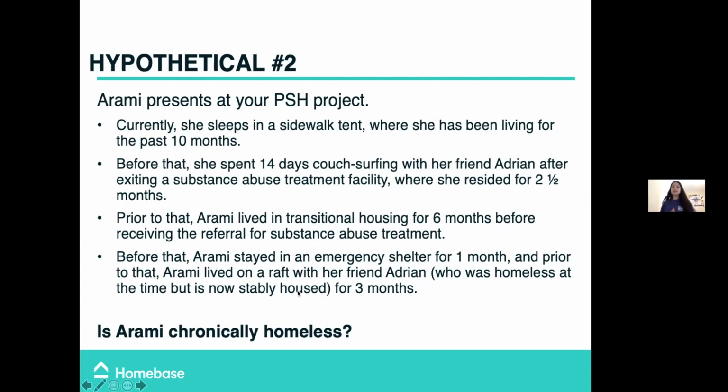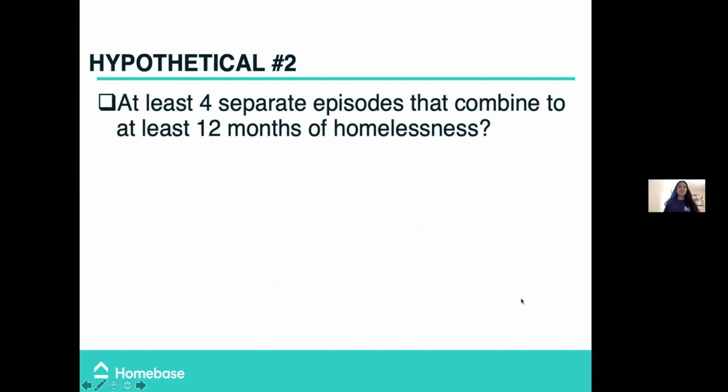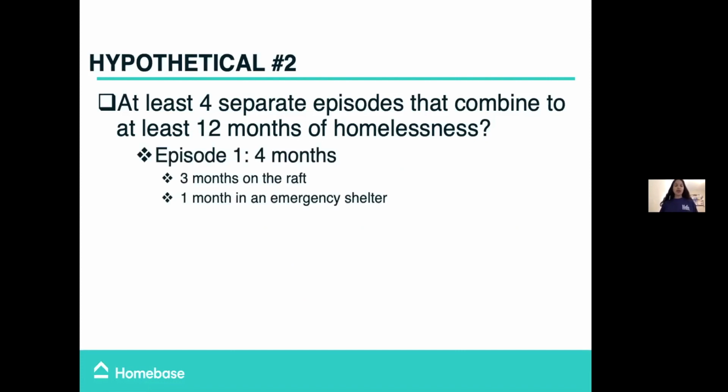So most people said yes, that Jeremy is chronically homeless. And now we're going to walk through the steps you'd have to take and see if that was correct or not. And hopefully my transitions are synced up this time. So, are there at least 4 separate episodes that combine to at least 12 months of homelessness? The first episode lasts for 4 months. There were the 3 months on the raft and the 1 month in an emergency shelter.